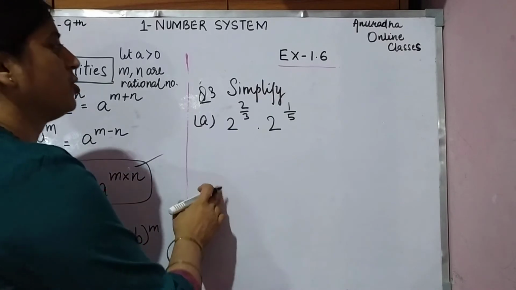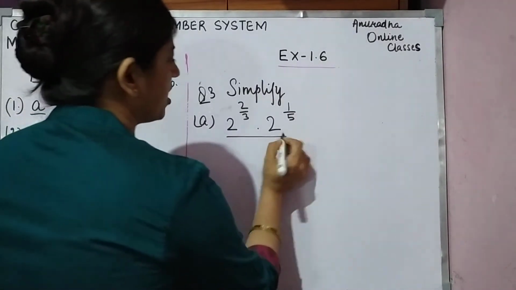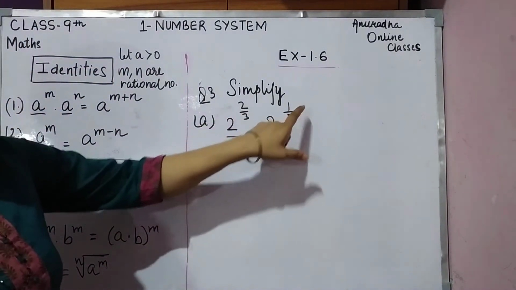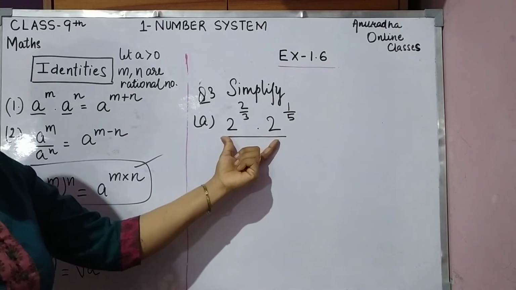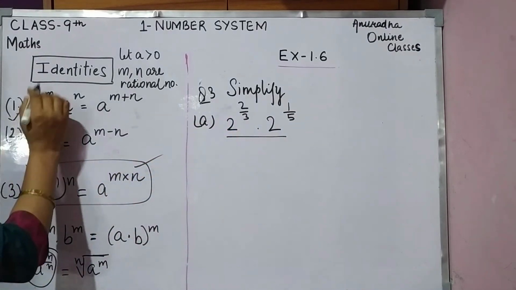See children, question number 3, that is simplify. Here you have to simplify. अब यहाँ पे देखो कौन सी आइडेंटिटी यूज होगी. Say 2 to the power 2 by 3 into 2 to the power 1 by 5. Bases are same, okay, bases are same and multiplication is given. So which identity will we use?